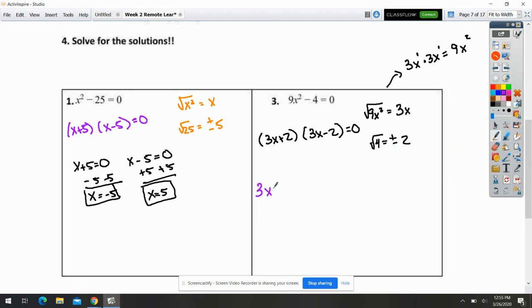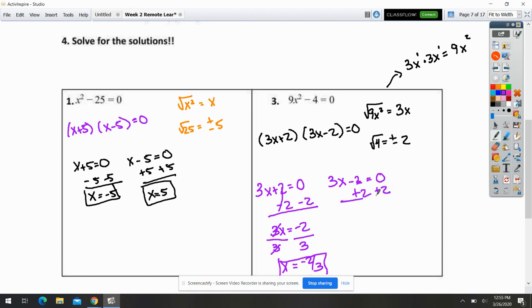So we have 3x plus 2 equals 0, and 3x minus 2 equals 0. Here we're going to subtract 2 on both sides first. We get 3x equals negative 2, and divide by 3 on both sides. And yes, it's a fraction. That's perfectly fine. Just leave it like that, negative 2/3. So that's one solution. Here we're going to add 2 on both sides. We get 3x equals 2. And this is going to be positive 2/3 as the other solution.